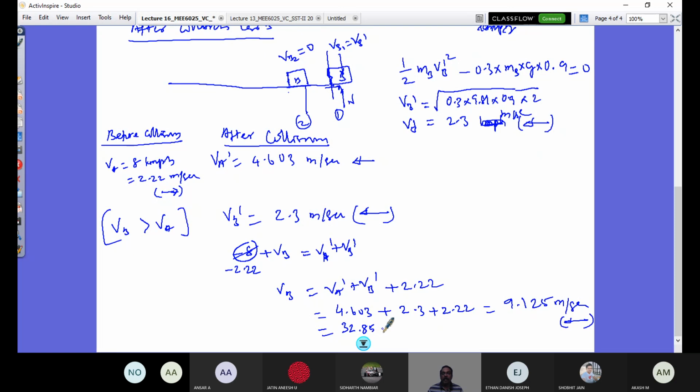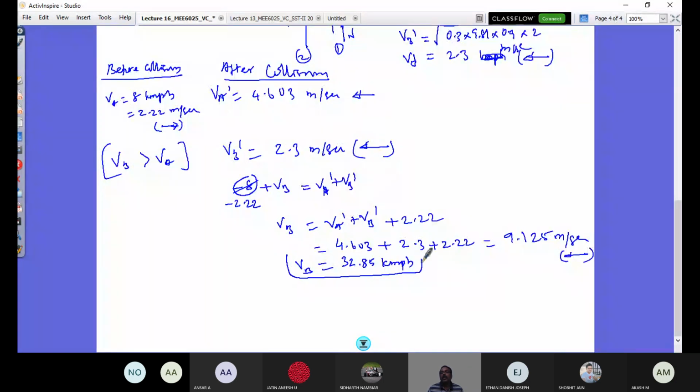32.85 kilometers per hour. So the vehicle VB colliding with the vehicle A is almost four times more than that of vehicle A. So vehicle A, VA was before collision 8 kilometers per hour. Now vehicle B velocity, we get almost 32.85 kilometers per hour. So it's four times the higher velocity it hits, right? So this is that question first one is answered.